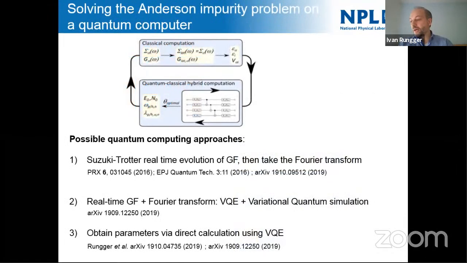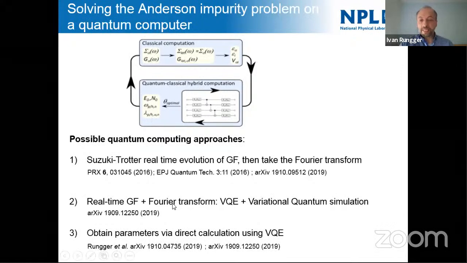Okay, so how do we do it on a quantum computer? Well, essentially, this is the algorithm from the previous slide. We now replace the classical Anderson impurity solver with a quantum one. This is just supposed to illustrate a quantum circuit here. And I would say the approaches that have been proposed so far are mainly three. The first one is to do a real-time evolution of the state and the Green's function. And then you can take the Fourier transform to obtain these quantities, omegas and lambdas, or you do some fitting to obtain them.